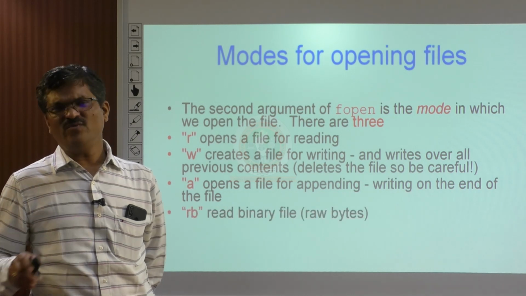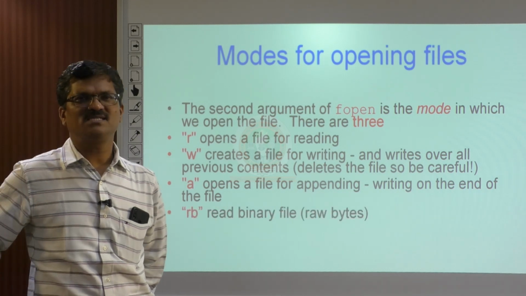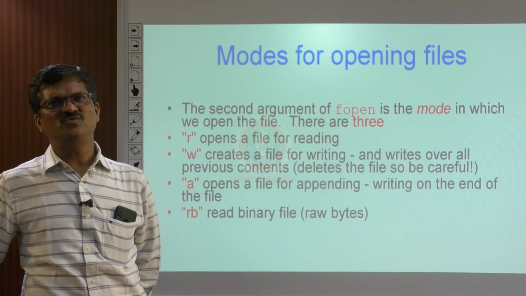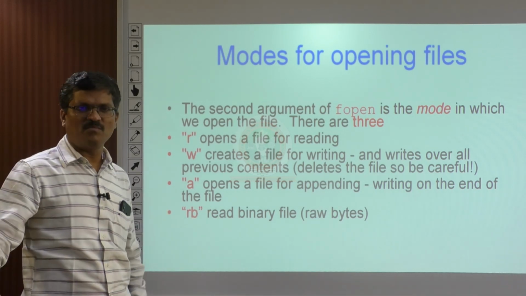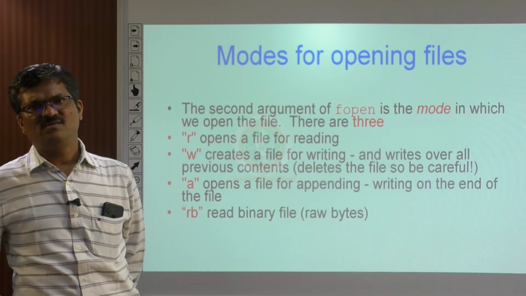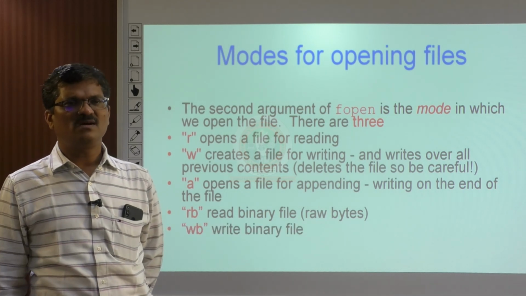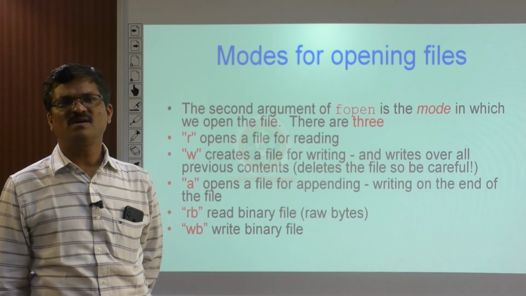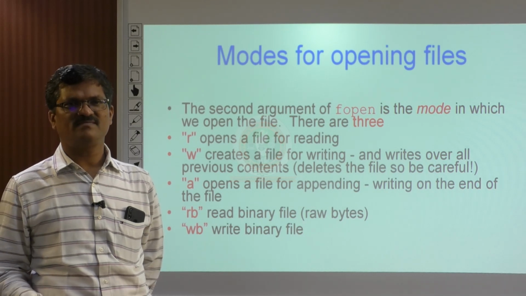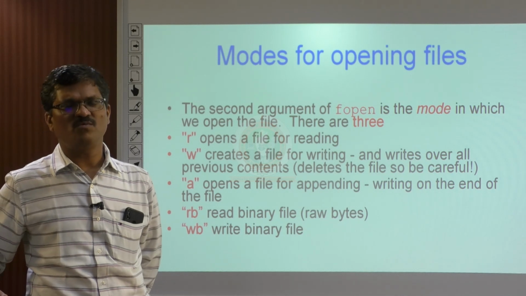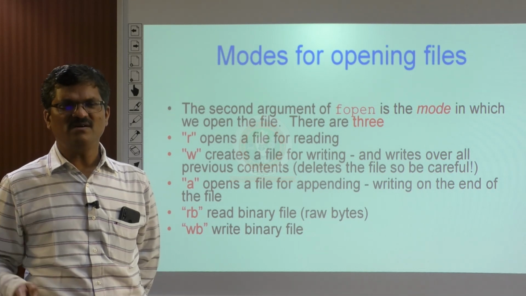Whenever we are dealing with binary files, we can open the binary file using another mode, RB, which is used to read a binary file. In the same way, WB represents writing to a binary file. So, these are the different modes available for opening files.